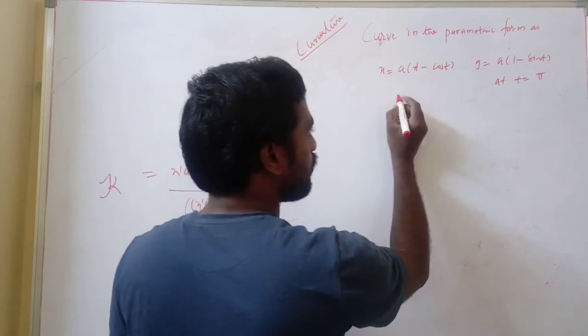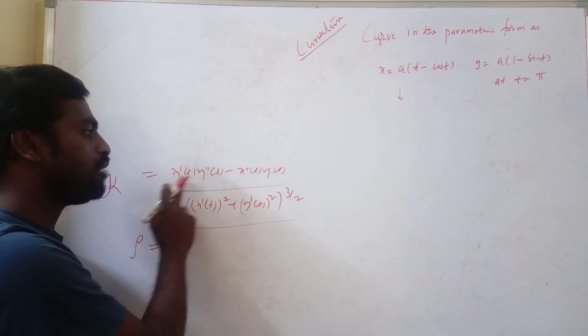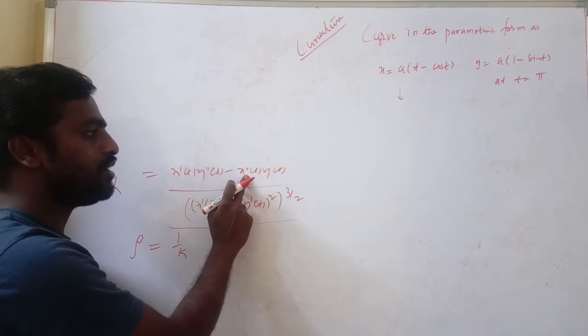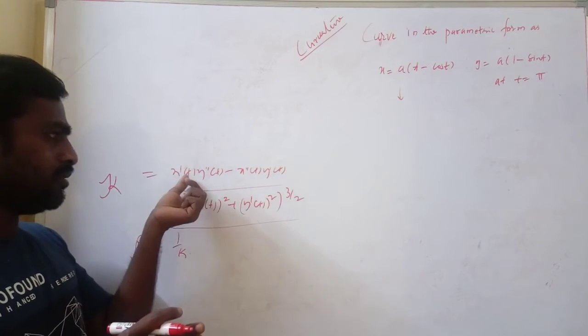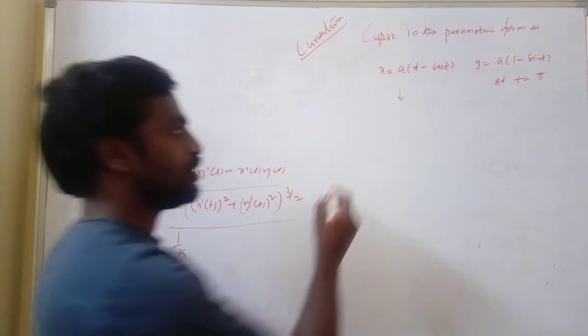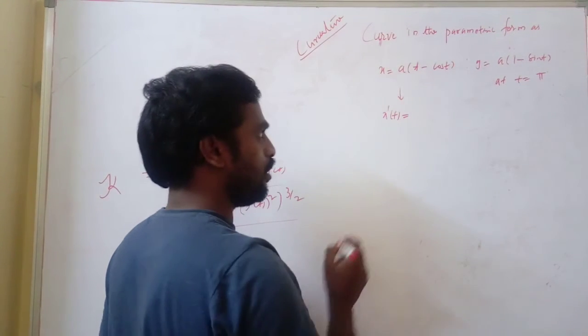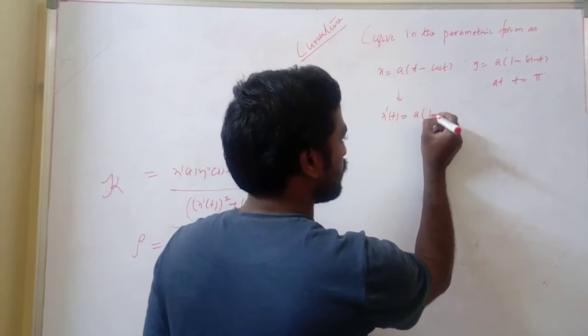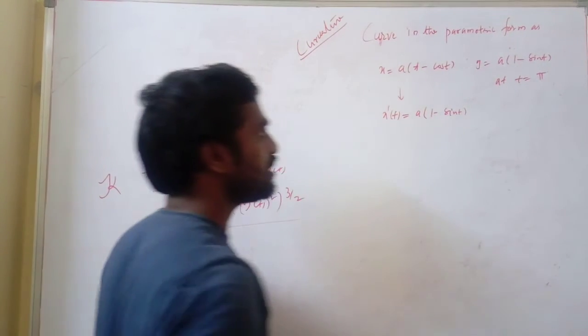Now, differentiate. First of all, is the formula. In this case you need the x first derivative term, y second derivative term, x second derivative term and y first derivative term, at t equal to pi. So first, x dash is the derivative of x with respect to t: a is constant, the derivative of t is 1, and the derivative of cos is sin.